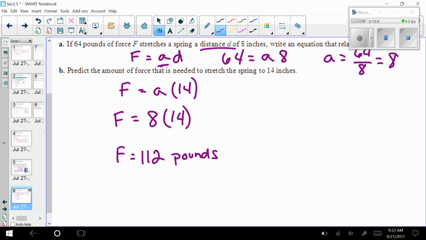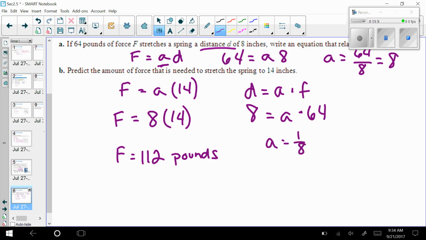Now, with a direct variation, we say y equals ax, but it doesn't really matter which one you put in for a and which one you put in for x and which one you put in for y. For example, if I would have written my equation d equals a times f, I would get 8 equals a times 64, and I would have gotten an a of 1/8.